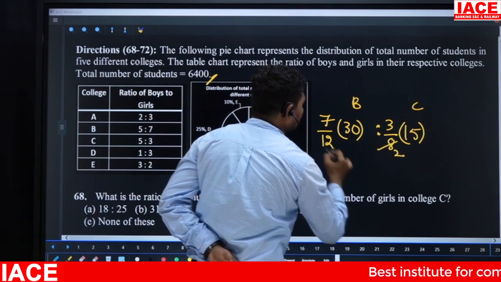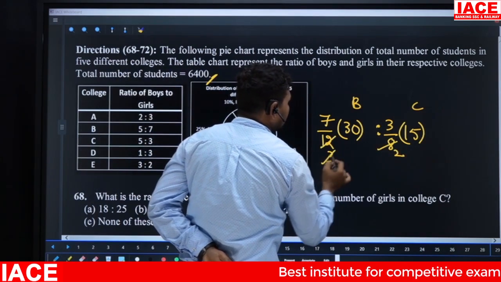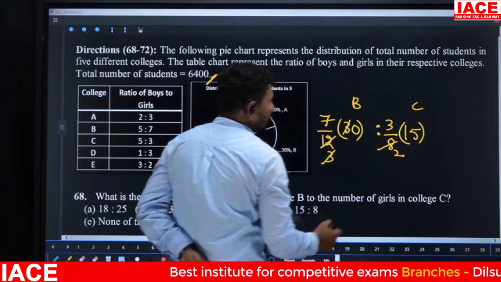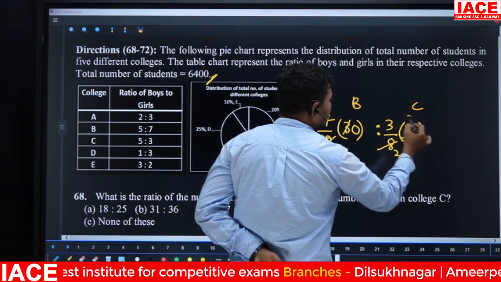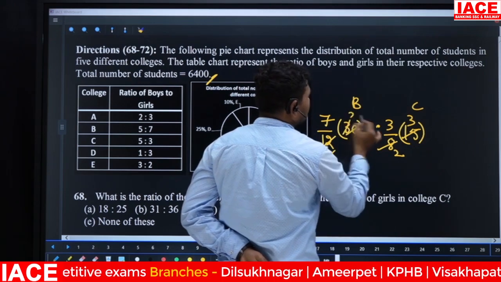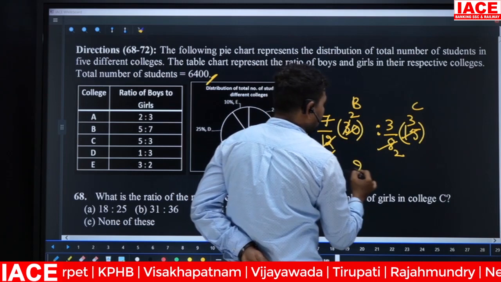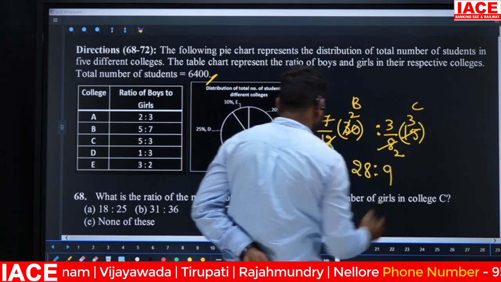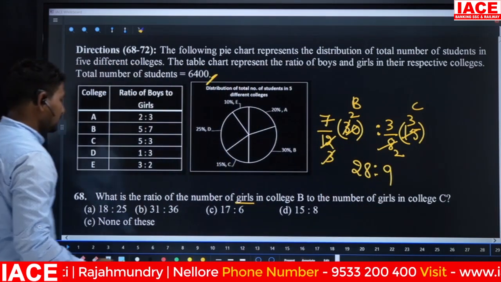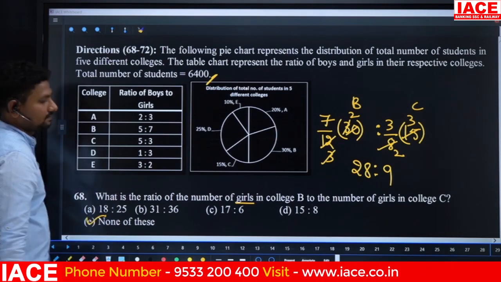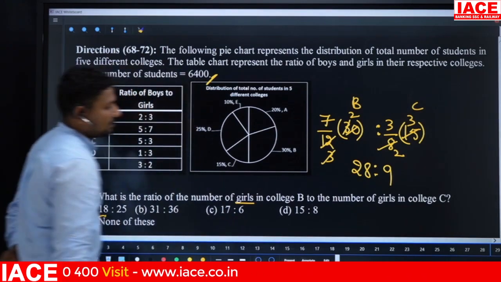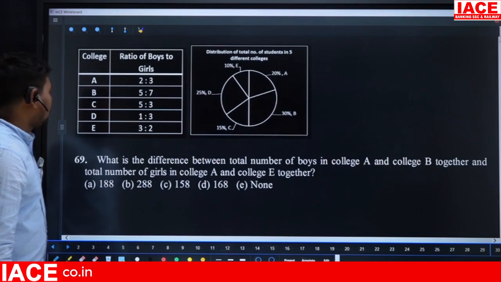4 2s are 4 3s are, and 3 will be cancelled, and here 5 3s are, and 5 2s are, and look at 7 2s are 14, 14 2s are 28, 28 is to 9. Then 28 is to 9 means our option is none of these. Go for the next one.